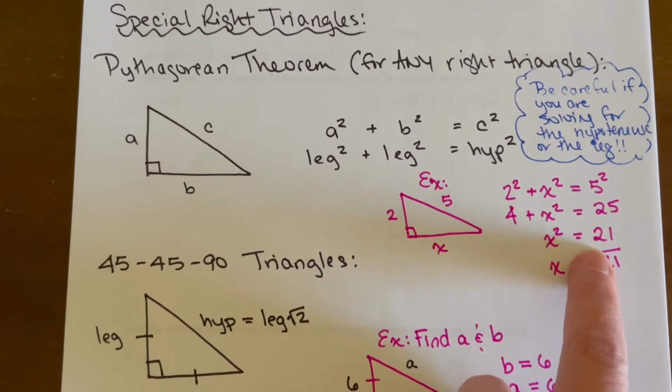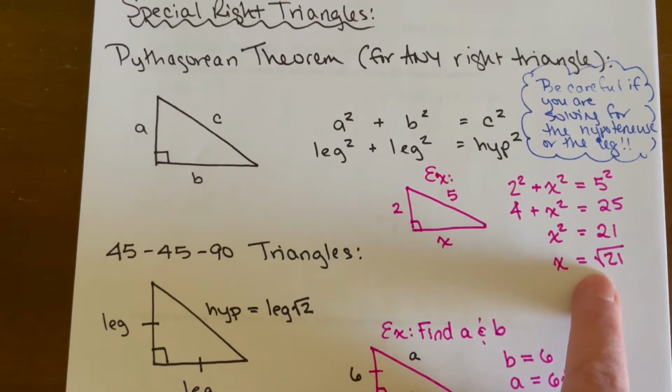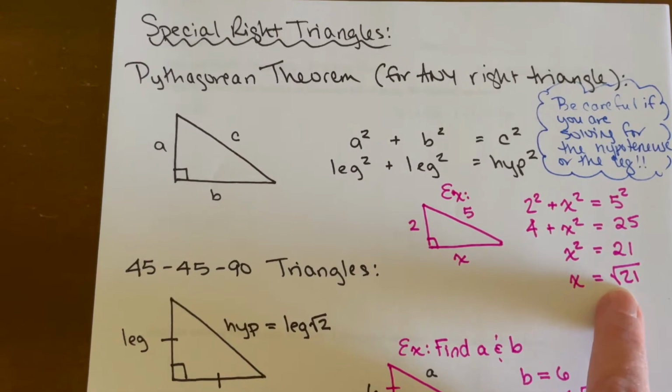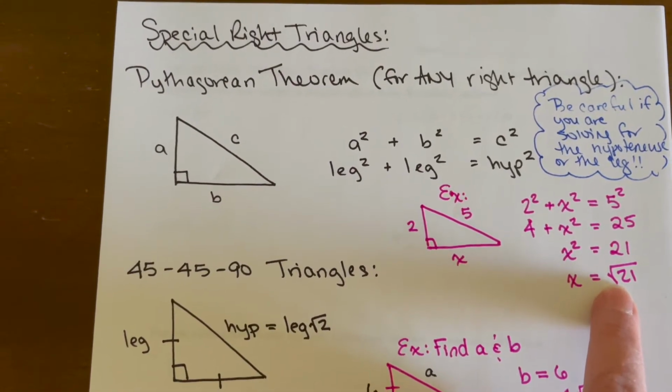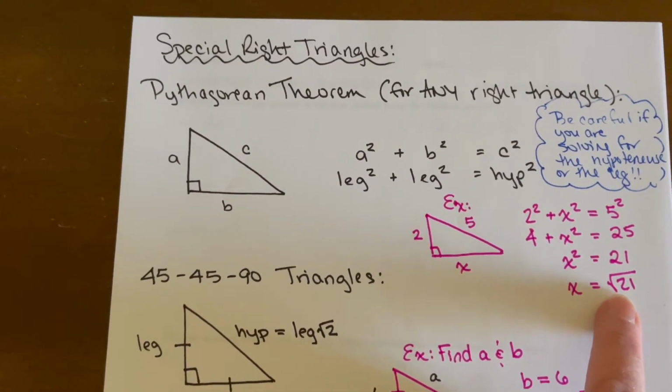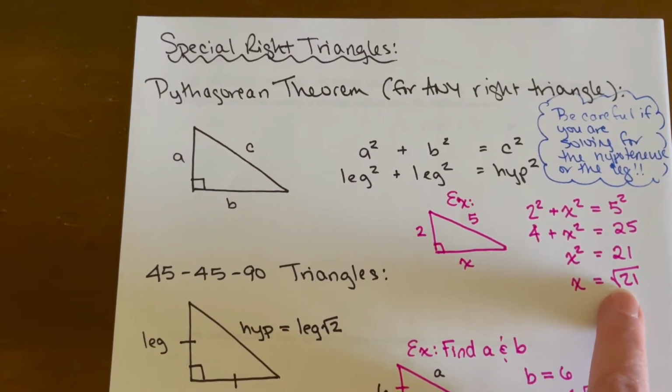So x squared equals 21, and then I need to take the square root of 21. Always check to see if you can simplify your answer. We can't simplify this, but on a lot of the problems, as you'll see on the review, you would need to simplify the radical further.